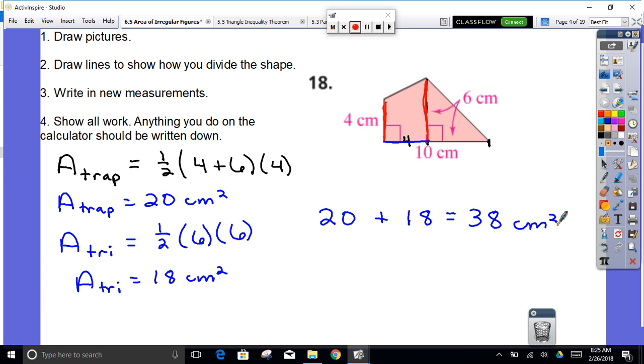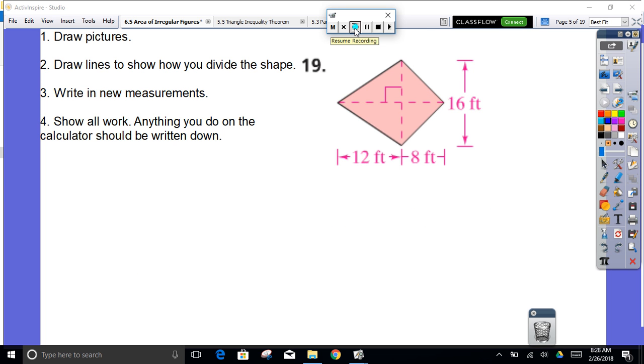Any questions about that one? Okay, I want you guys to try the next one. And if you want to go ahead and work on the following one, you can do that as well. There are 2 ways you can divide it.